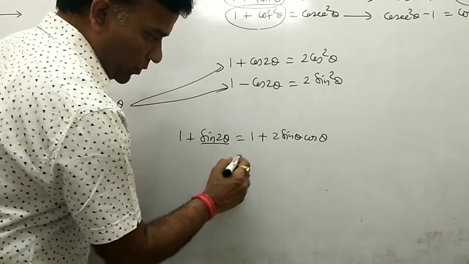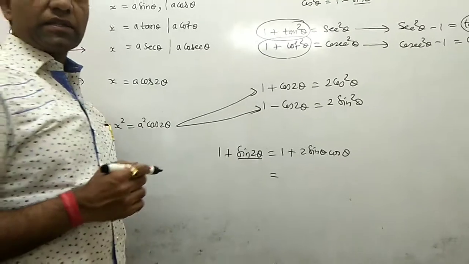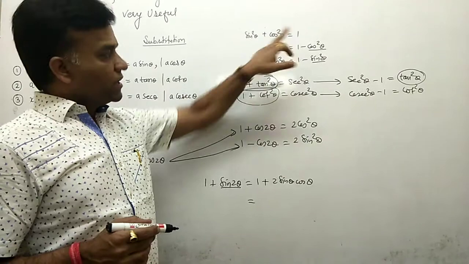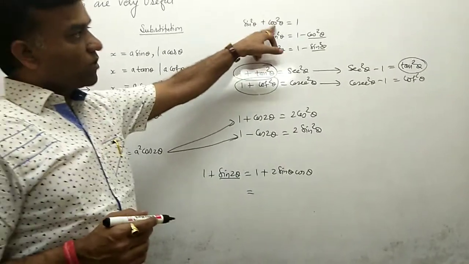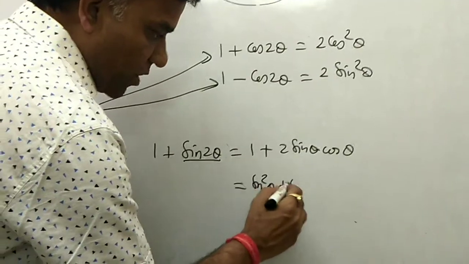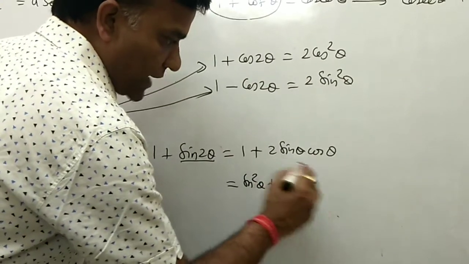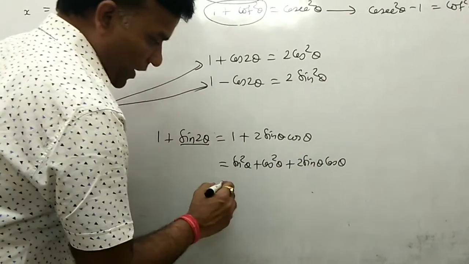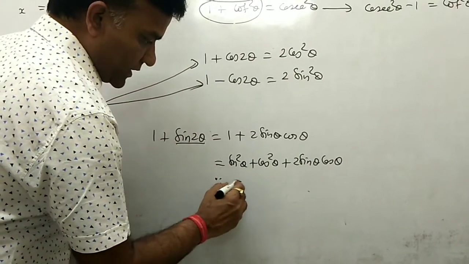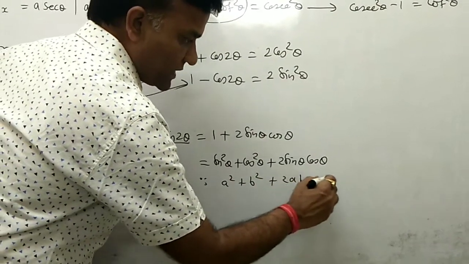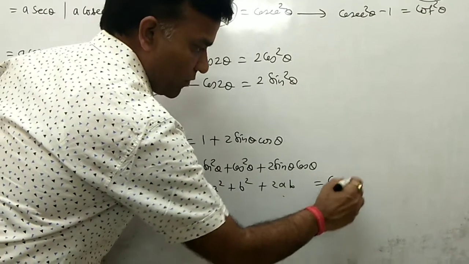Okay, so now here for the 1, we know this trigonometrical identity: sin square theta plus cos square theta is 1. So in place of 1 you put sin square theta plus cos square theta, and 2 sin theta cos theta is already here. So now we form the identity, since we know that a square plus b square plus 2ab is a plus b of whole square.